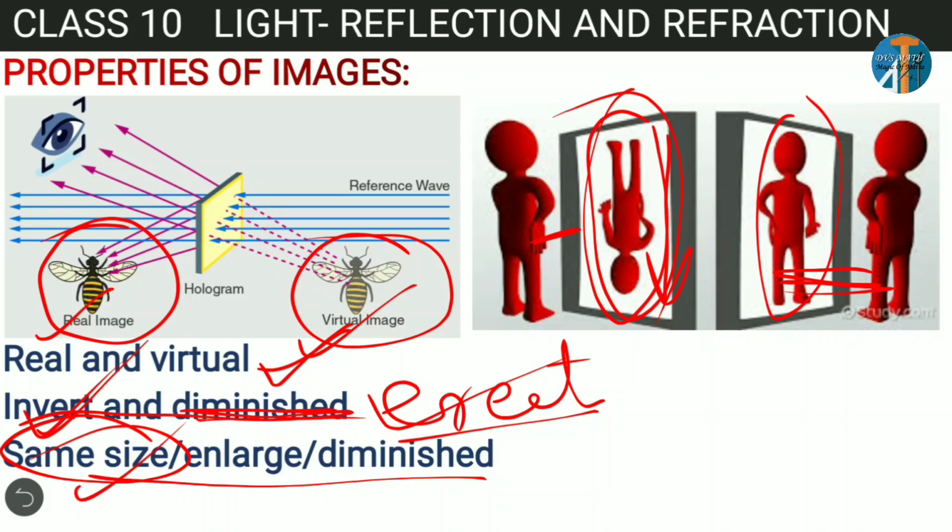Enlarged means if the object is this size, the image is bigger than that. If it is more, we call it enlarged. Diminished means it is the reverse. That means if the object is this size, the image will be smaller. You might have observed this, when you make something enlarged, it looks thicker or longer, like this. Yes, right? So this is about the images.